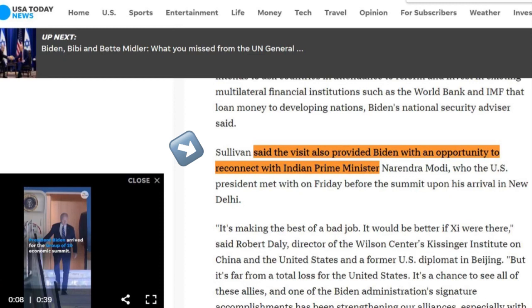Sullivan, I'm not sure if I'm pronouncing this name correctly. Sullivan said the visit also provided Biden, the President of the US, with an opportunity to reconnect with the Indian Prime Minister. Again, provide someone with something.